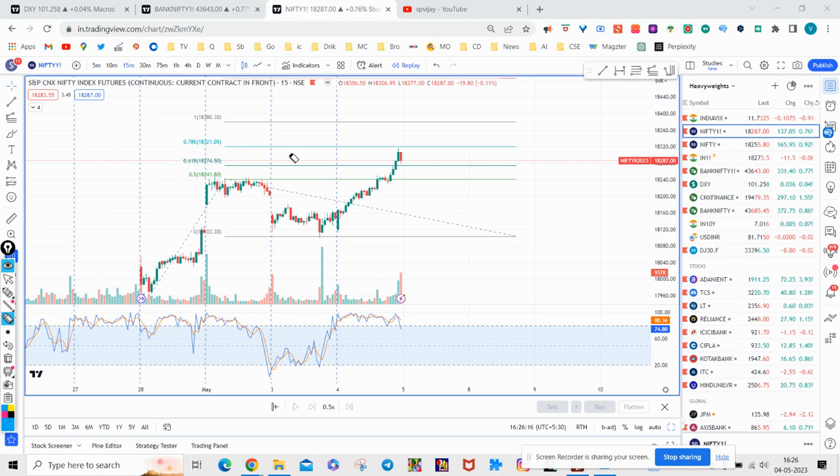So overall, markets are bullish. Just stay with the trend. The strategy for such a move is to buy on retracements.